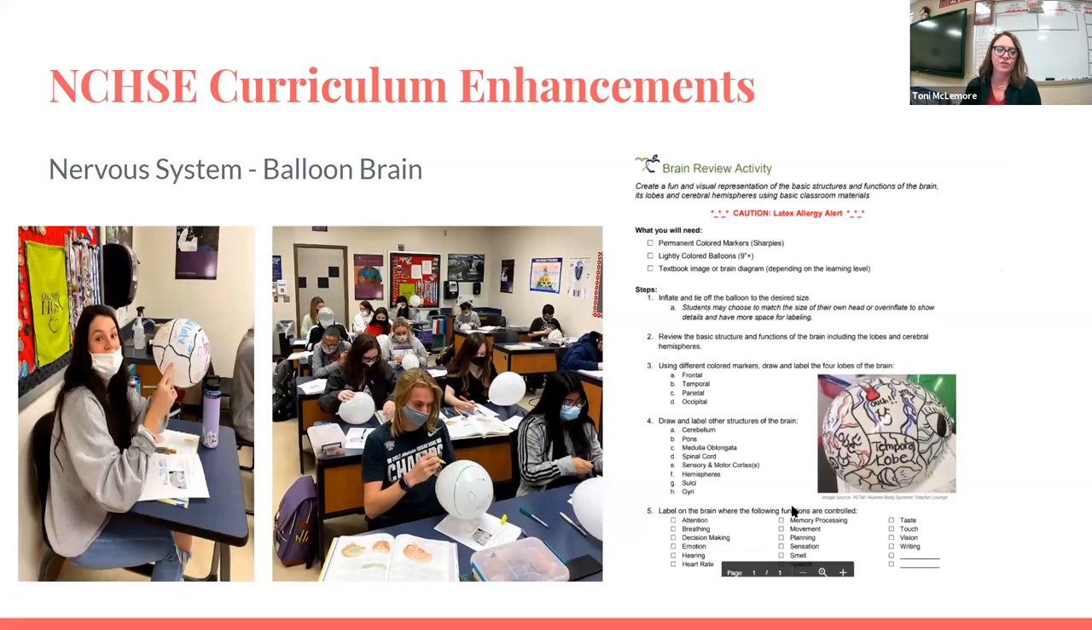This is one of the favorites that we do. Our nervous system, we make a balloon brain, and there's different variations of this. I've seen people use shower caps and they write on the shower caps. My kids love the balloons, so I just buy a huge bulk size of white balloons. And this activity on the enhancements will tell you what to do. You have to draw and label the four lobes of the brain, draw and label other structures of the brain like the cerebellum, the medulla oblongata, and then label on the brain where the following functions are controlled. So attention, breathing, decision-making, emotion, and they draw pictures of emotions. Like temperature, this one had a temperature gauge. They love taking their balloons to the other classes. And the teachers love seeing them and their brains and how different they are throughout the day. So this is one of my students' absolute favorites.